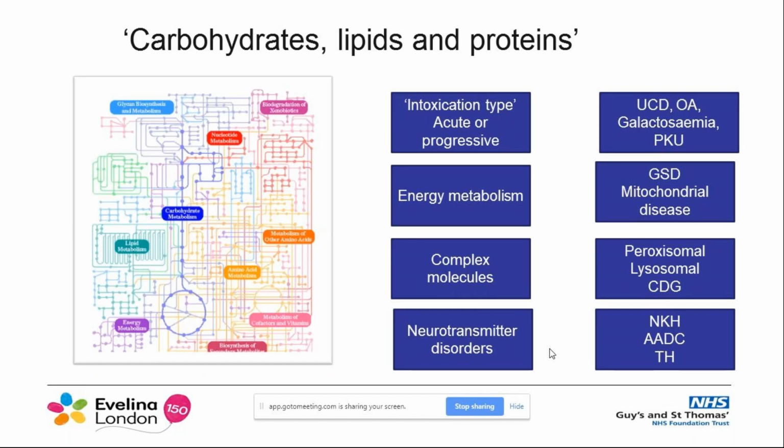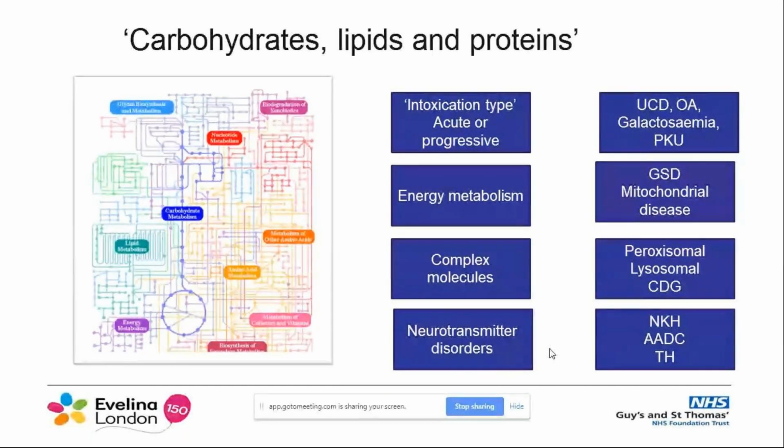So this is just an overview of a classification, I guess, of metabolic disorders. Broadly, I sometimes say to parents, we look after children with conditions that are to do with breaking down sugars, fats and proteins, but again, it's much more complicated than that. These tend to include intoxication type conditions, so we can use that as a classification. These can be either acute or progressive decompensations, if you like.